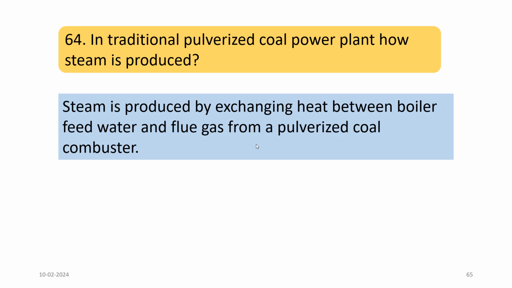The answer is already there in the lecture. Steam is produced by exchanging heat between the boiler feed water and the flue gas from a pulverized coal combustor. In the pulverized coal combustor, flue gas is present and water is boiled at more than 100 degrees Celsius. Not by mixing, but by exchanging heat, this steam is produced, which is used in the coal power plant.